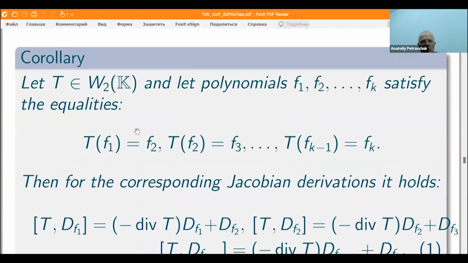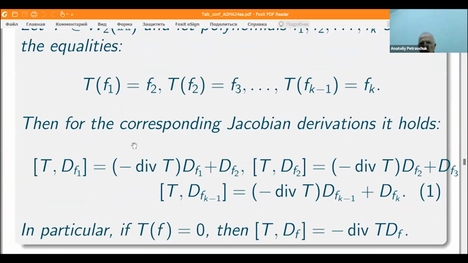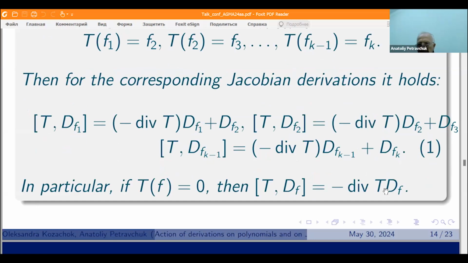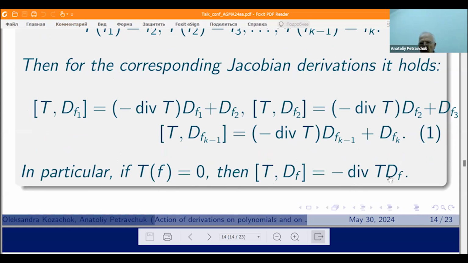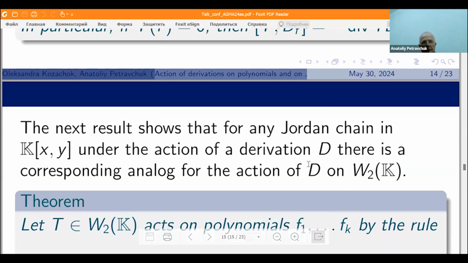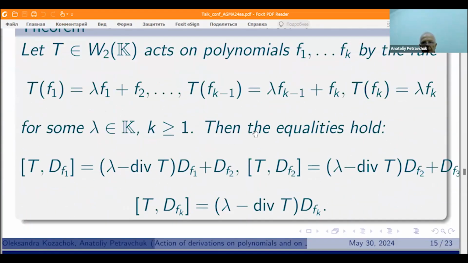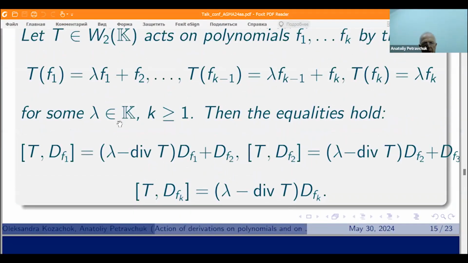Here is the next corollary. Let T be in W_n(k) and let polynomials f_k satisfy the equalities, a series of values of the derivation T on polynomials. Then for the corresponding Jacobian derivation, it holds T(df_1) minus derivation T(df_n) plus df_2, and the last: if T(f) equals 0, then T(df) equals this product minus divergence T df. The next result shows that for any Jordan chain in K[X]A, under the action there is a corresponding analog for the action D of W_n(k). And here is the main result, theorem, for λ in K.